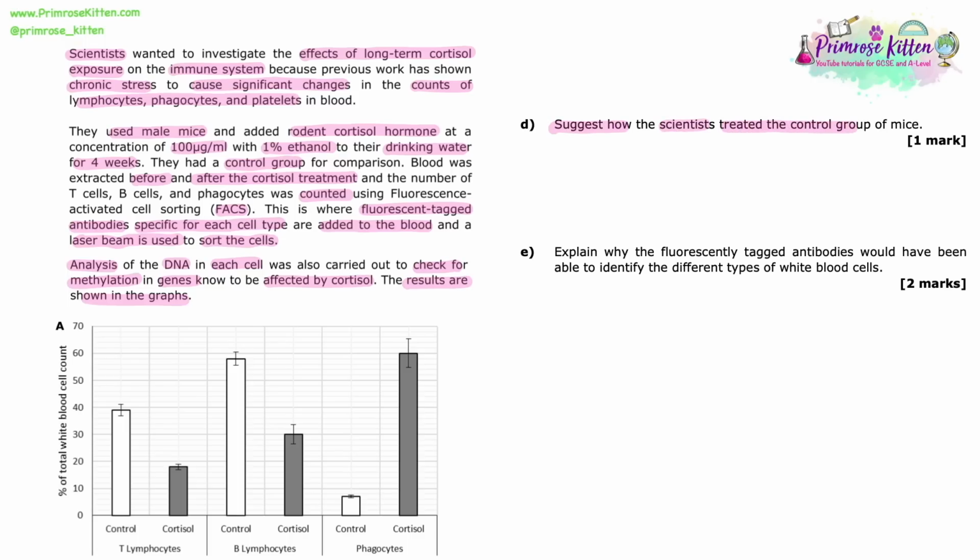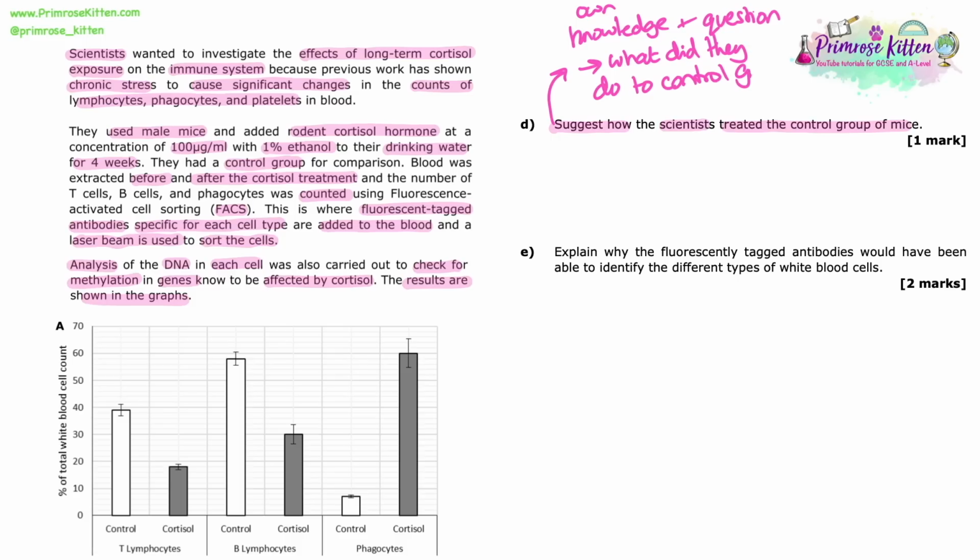Suggest how the scientists treated the control group of mice. So suggest questions are always your own knowledge plus information from the question. This idea of how would you treat a control group when you're being told the treatment is very common for clinical trials and medical tests. Basically, they want to know what they did to the control group to keep it as a control so it can be a comparison. It says for comparison in the text. And they told you that the treatment was that they added rodent cortisol hormone at a certain concentration with 1% ethanol to their drinking water for 4 weeks.